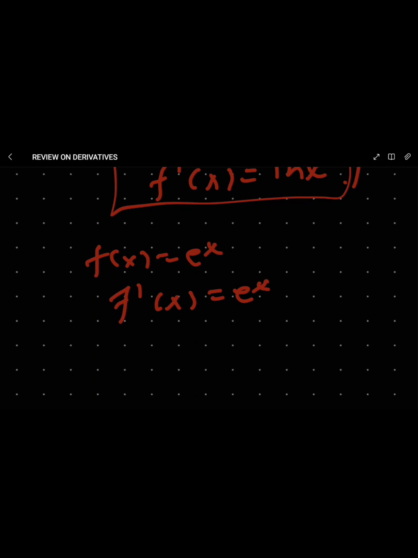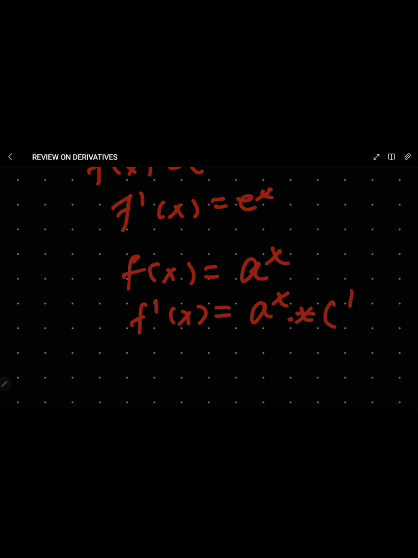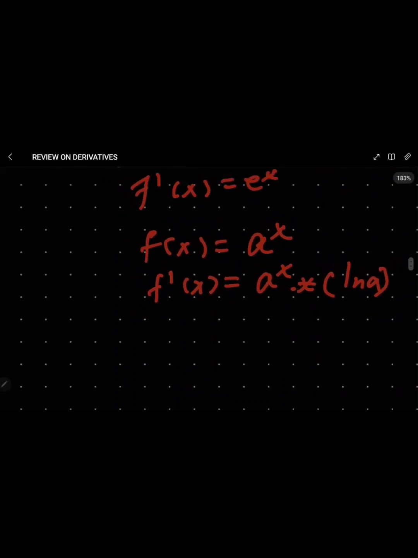But how do we do it if f of x is an exponential form, a constant to the power of x? For an exponential function like this one, f derivative of x is very simple. You have a to the power of x itself and you multiply it by ln of a. There is something analogous between exponential and logarithm.